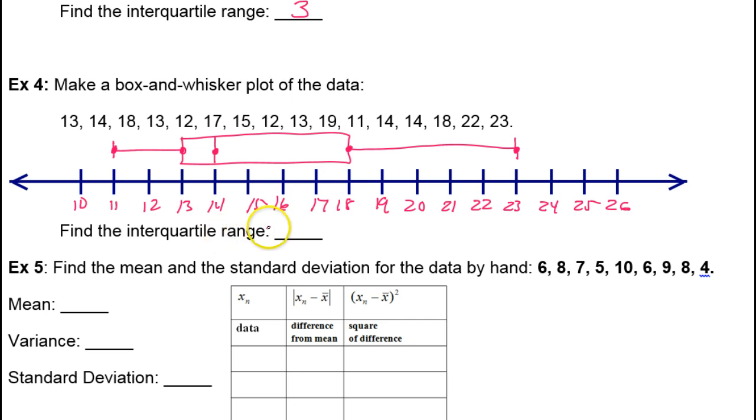All right, the interquartile range again is going to be the third quartile minus the first quartile. So 18 minus 13, so 5.